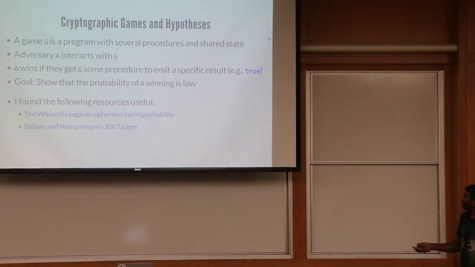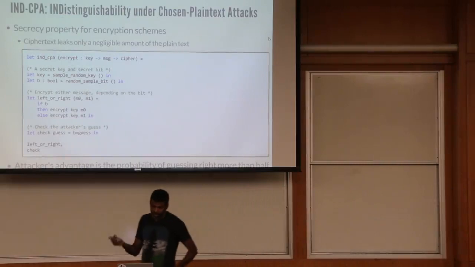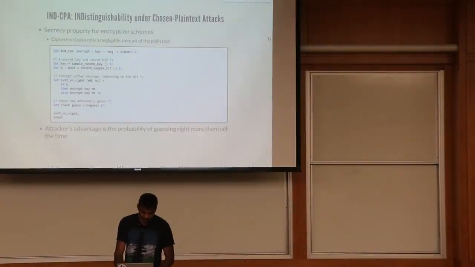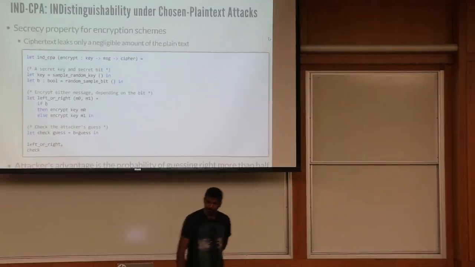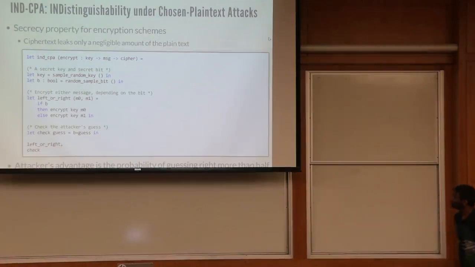I'm going to start with how you model a game for secrecy. So do I have? All right, I think I can keep it big. The first game is called IND-CPA, or indistinguishability under chosen plaintext attacks.